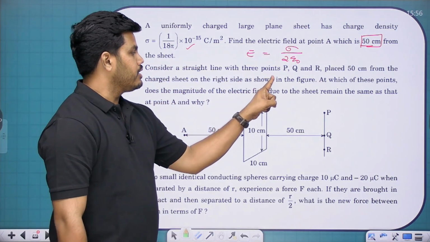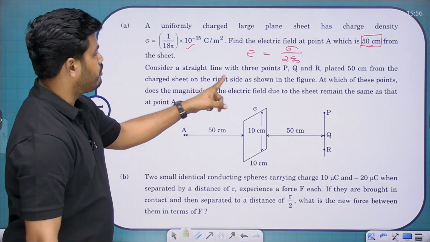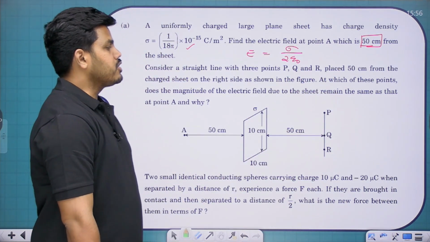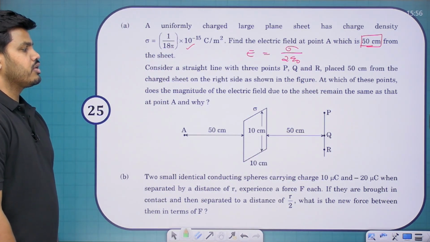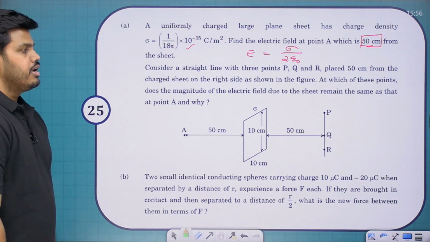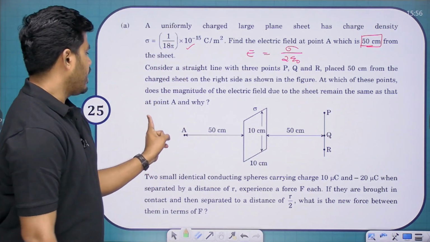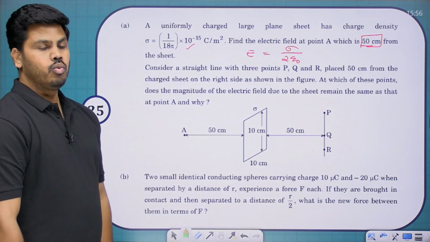Consider the straight line, a line with 3 points P, Q and R. Place it 50 centimeter from the charged sheet on the right side as shown in the figure. At which of these points does the magnitude of electric field due to the sheet remain the same as that at the point A and Y?